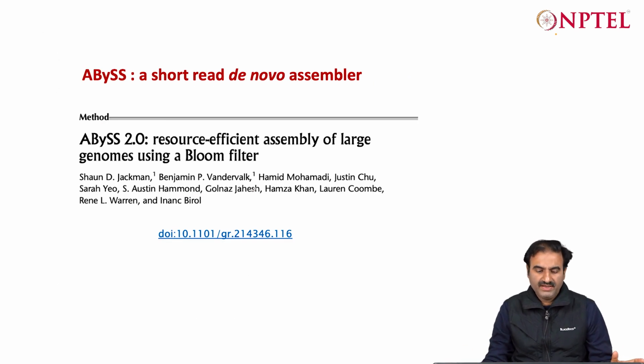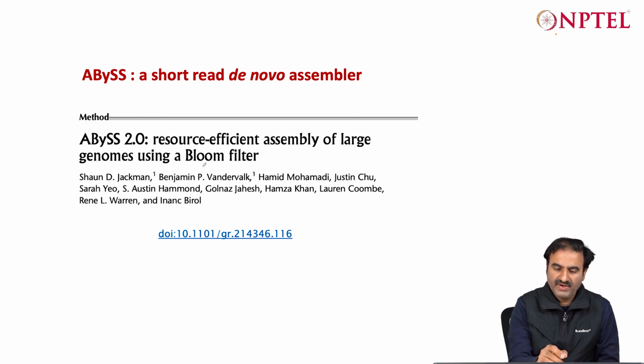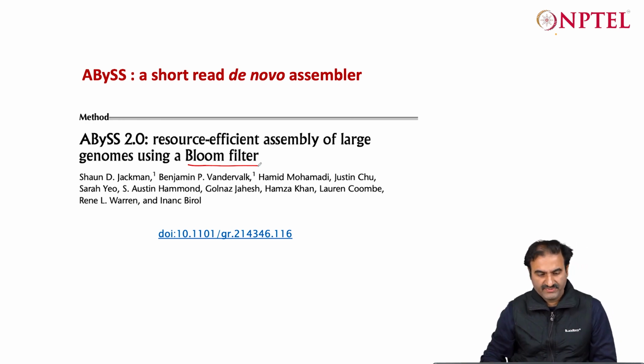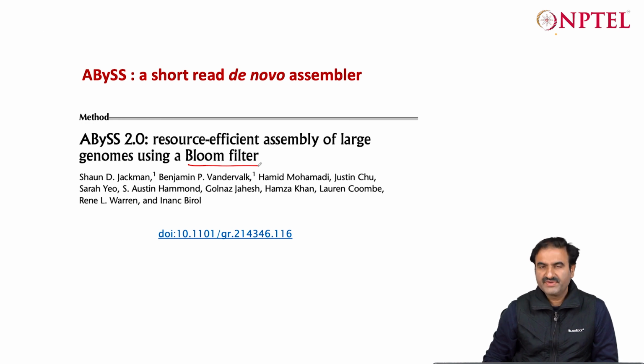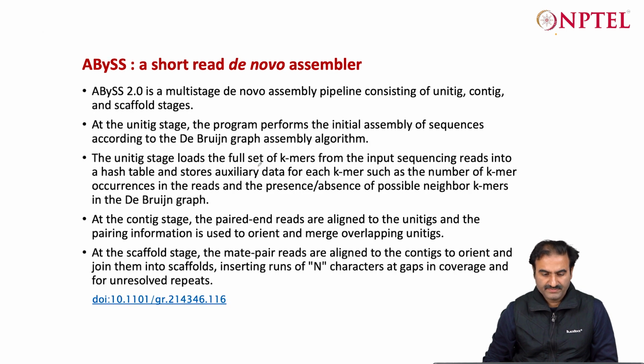So recently the new version is Abyss 2.0, which is much better than the previous Abyss assembler, because the groups who produced the previous one saw the problems and issues and the scope where they could improve it, and they have improved it using a Bloom filter based approach, which we will discuss today. This can be a very good approach to assemble large genomes by de novo assembly using short reads.